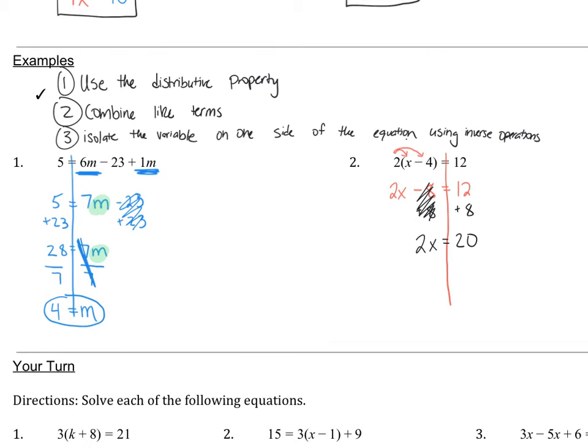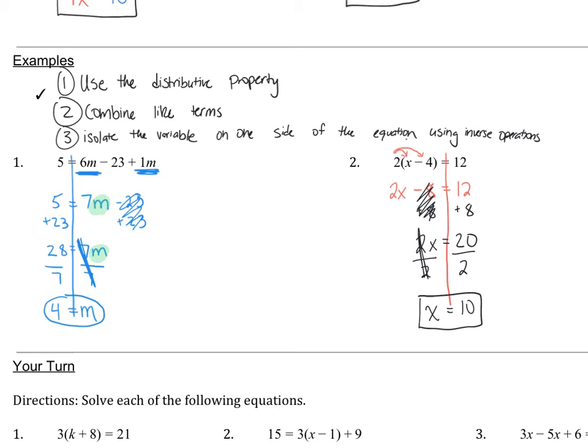Now my last step is I want to divide both sides by 2 still to get rid of that 2 next to the x. This is good. The 2's cancel out. I'm just left with x on one side equals 20 divided by 2 is 10. So my final answer would be x equals 10.